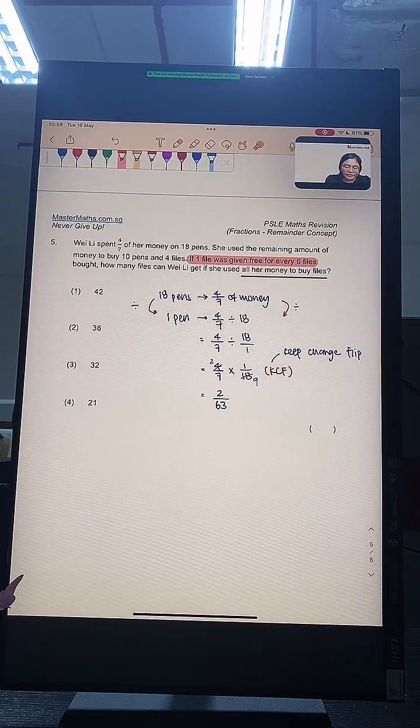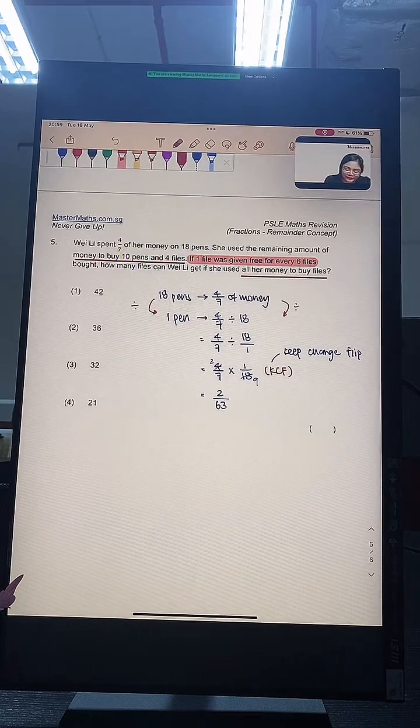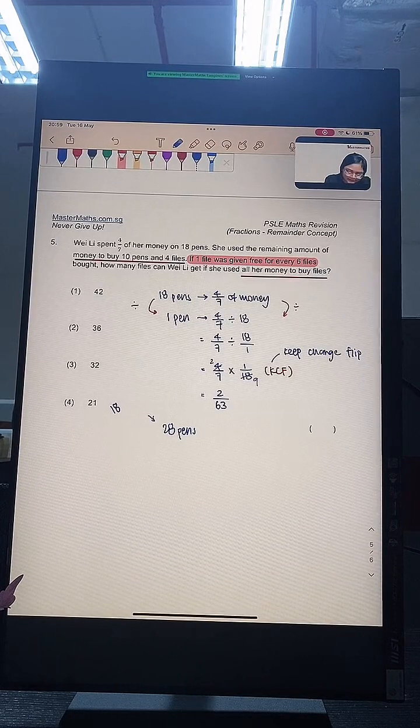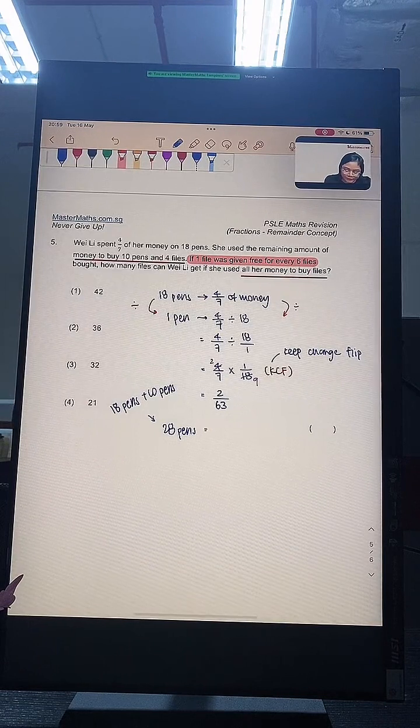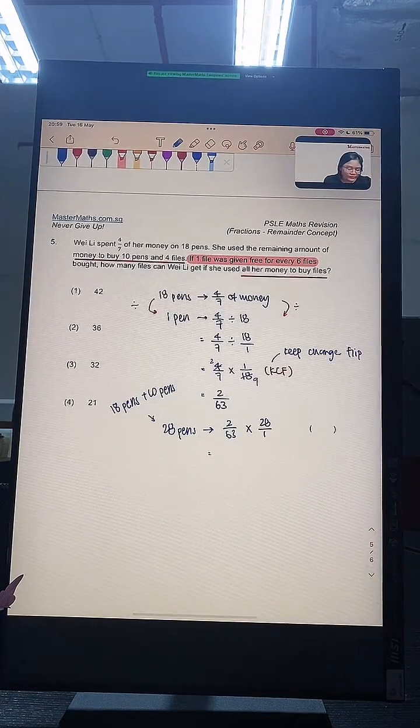Now what I'm interested in is the line that has files. Therefore, I need to look at everything here. I have 10 pens, 18 pens, so that means all of my money she spent on 18 plus 10, 28 pens. Why 28 pens? Because 18 pens plus 10 pens. So 28 pens is going to be 2 out of 63 for 1 pen times 28 out of 1.